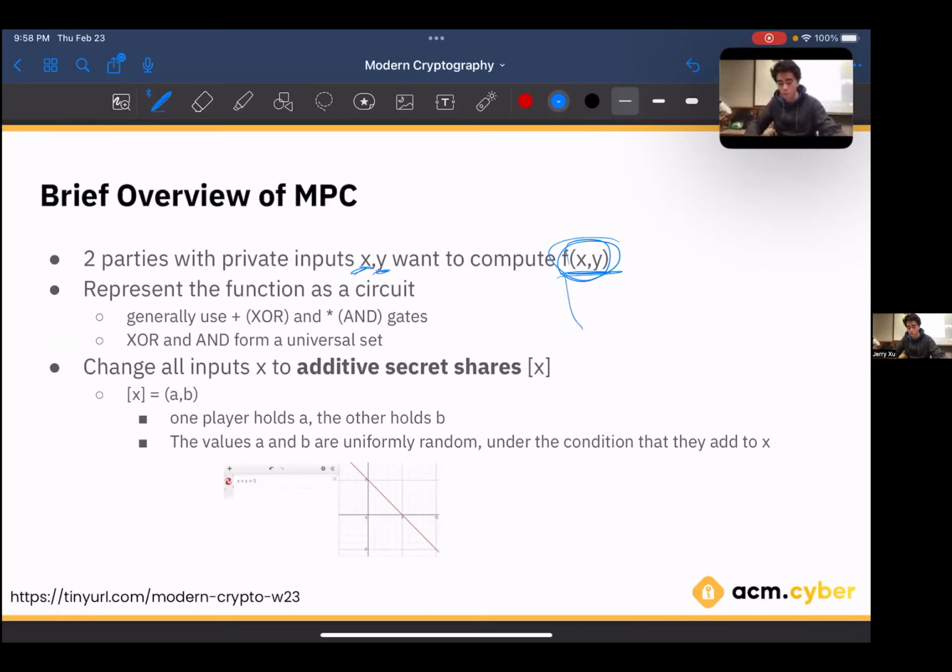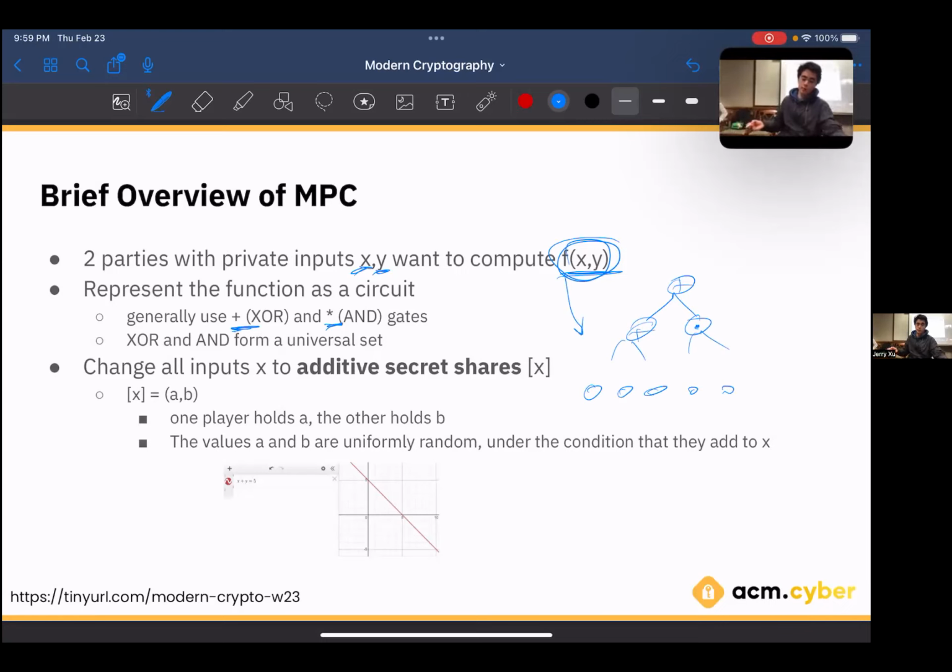So we're going to reinterpret this function as a circuit. We'll use XOR and multiplication or AND gates. If you remember from M51A, these form a universal set, which means you're guaranteed to be able to write F as a circuit. And basically, you'll represent a circuit as a tree where the nodes will be the operation you're doing and the leaves will be the starting inputs.